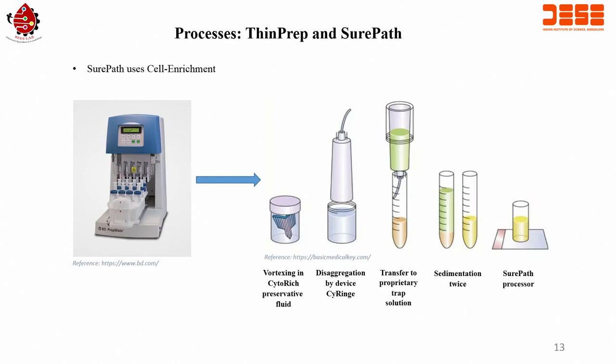So what are the equipment? One such equipment is SurePath using cell enrichment technology. So the process is called thin preparation and SurePath. In this, first we have to vortex in a cytorich preservation fluid. The brush which contains the cell is vortexed in the cytorich preservative fluid. Then it is disaggregated by a device called syringe. It is transferred to a proprietary trap solution. It is sedimented twice, and finally, SurePath processor puts it on the glass slide. This is the procedure. Okay.